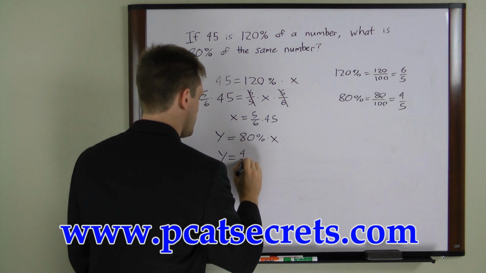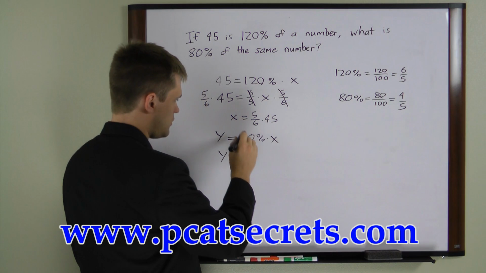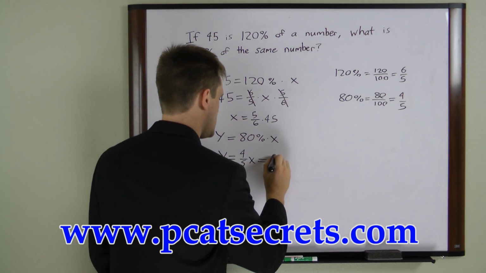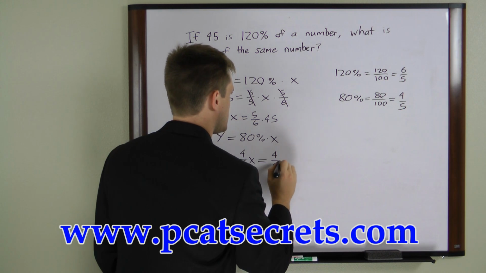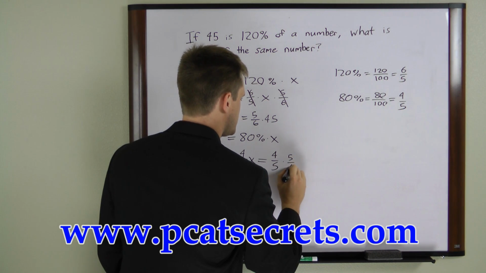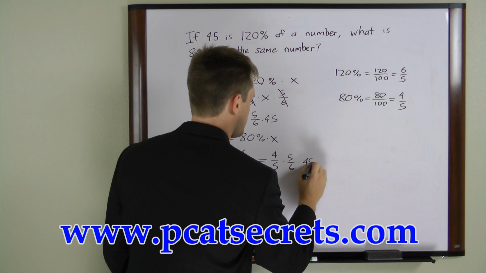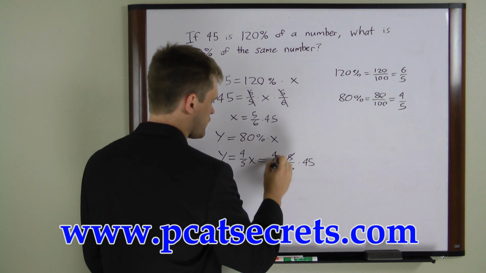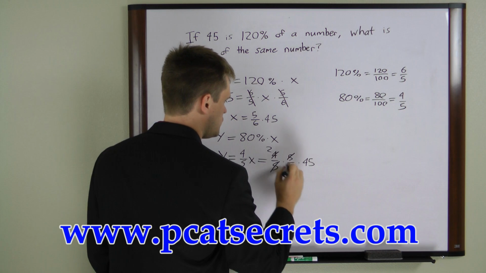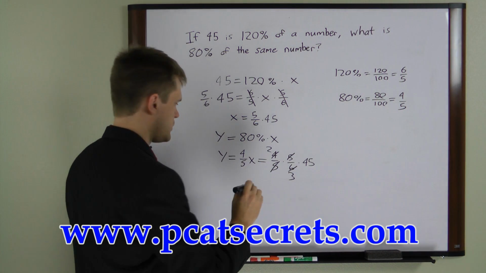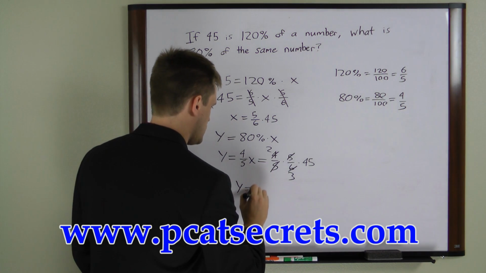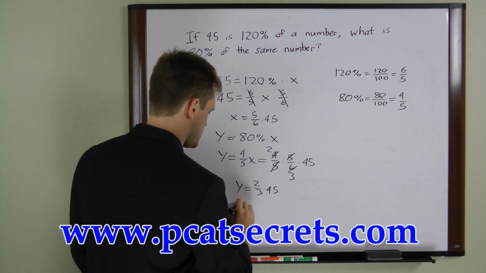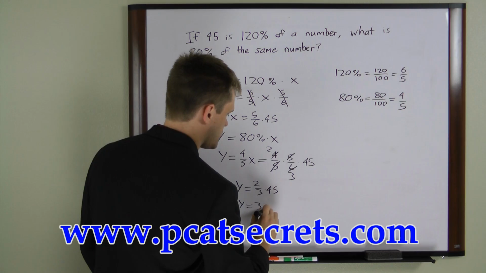y equals 4/5 times x, or if we substitute this value in for x, we can get y equals 4/5 times 5/6 times 45. Now we can cancel out these 5's, and the 4 over 6 is the same as 2 over 3, so we can rewrite this as y equals 2/3 times 45, which is the same as y equals 30.